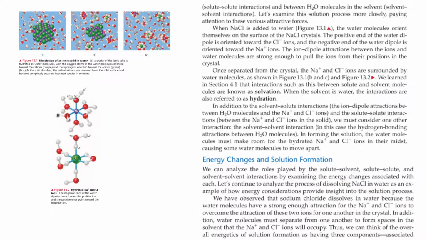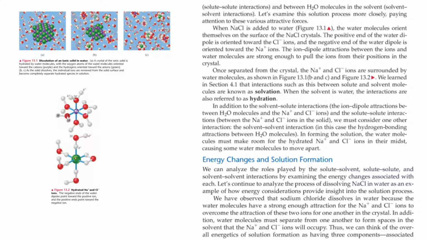When sodium chloride is added to water, as in Figure 13.1, the water molecules orient themselves on the surface of the sodium chloride crystals. The positive end of the water dipole is oriented towards the chloride ions, and the negative end of the water dipole is oriented towards the sodium ions. The ion-dipole attractions between the ions and the water molecules are strong enough to pull the ions from their positions in the crystal. Once separated from the crystal, the sodium and chloride ions are surrounded by water molecules, as shown in Figure 13.1.